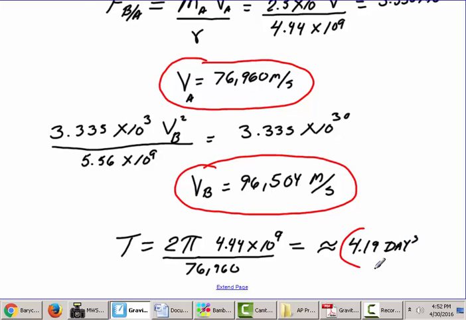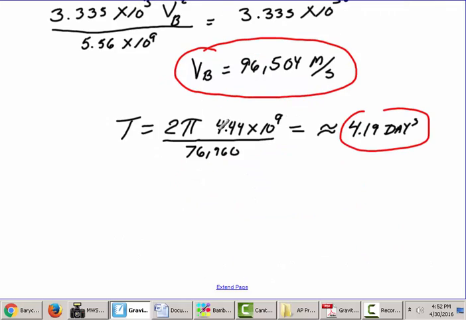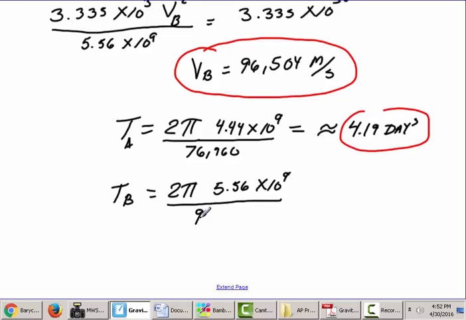Now, if you do this again for the other one, to find the period of B, you just take 2 pi times the distance, 5.56 times 10 to the 9th, divided by the velocity of 96,504. Run it again, you're going to get your number in seconds. I get about 4.19 days.